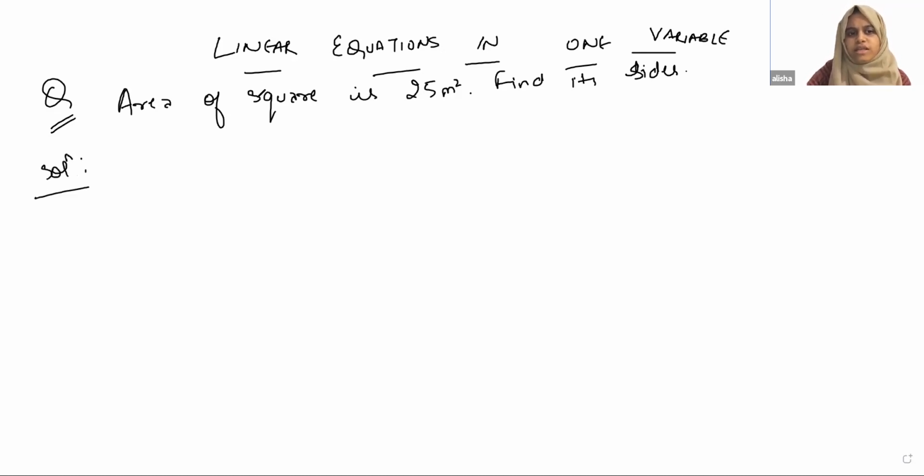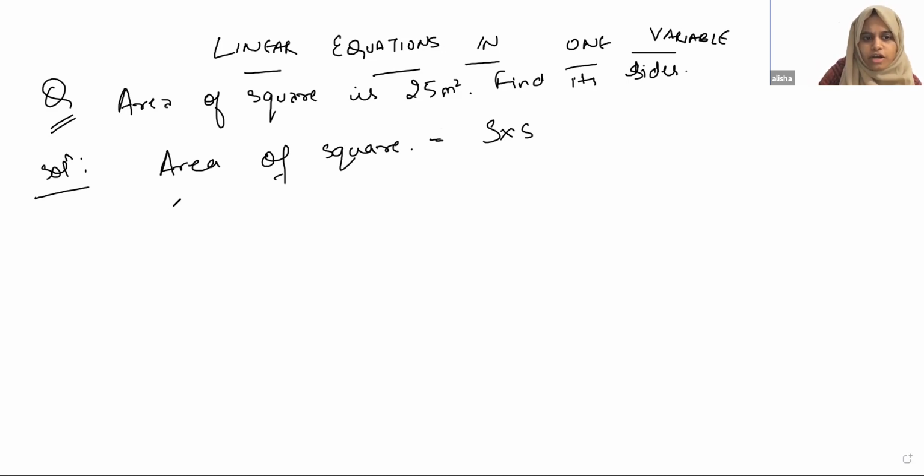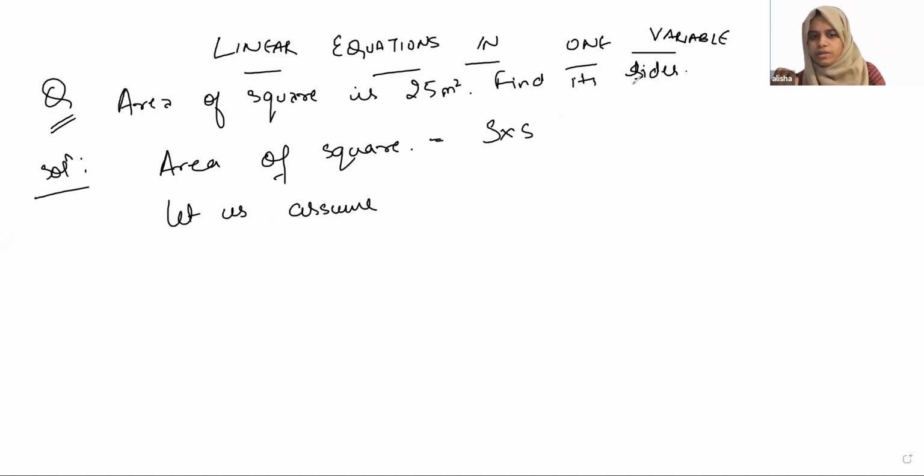What was the question asking? That the area of square is 25 meters square. We have to find what? We have to find its sides, right or wrong? Yes. So in general, we know that area of square is S into S. For your convenience, what am I doing? Let us assume. What is the first step with which we do the question? We generally assume whatever the thing is not given. Whatever the question is asking, we assume it to be a variable, okay?